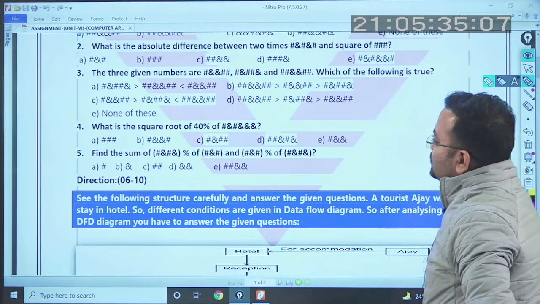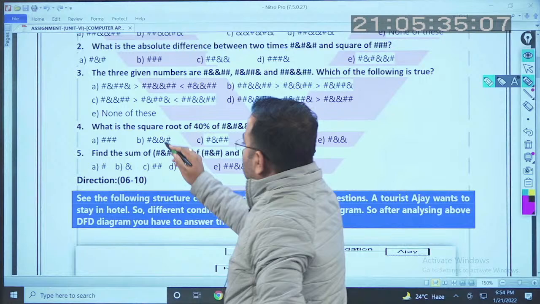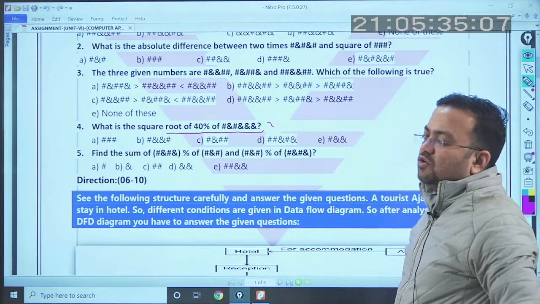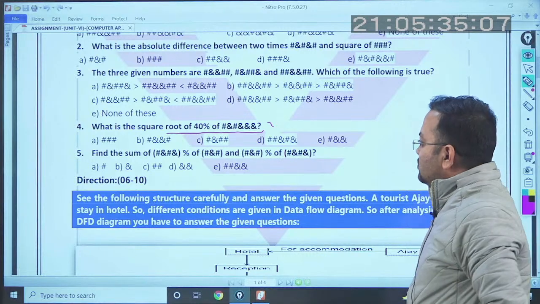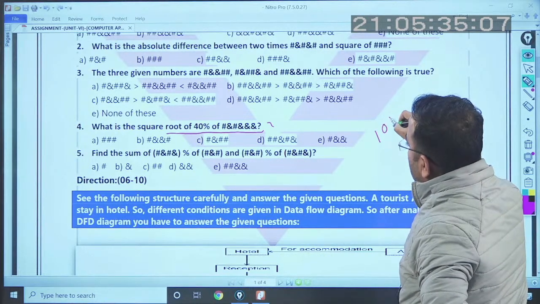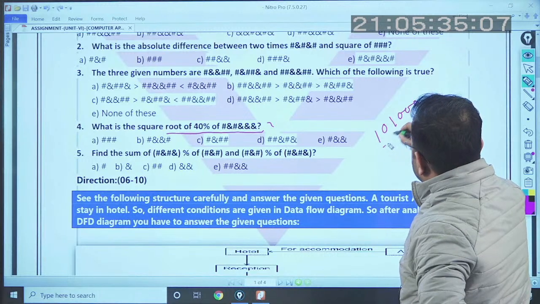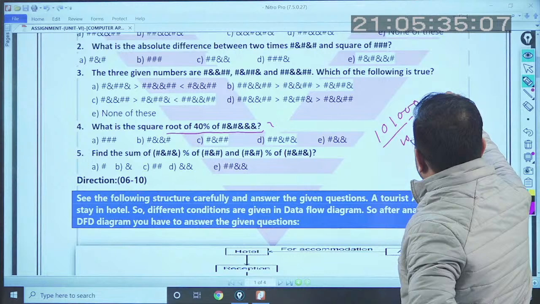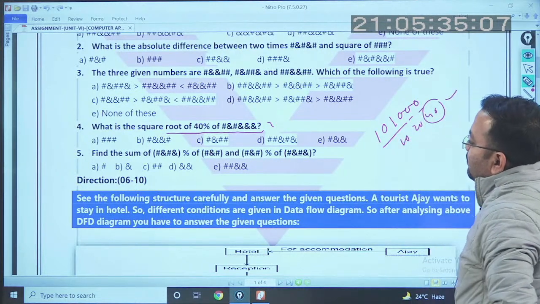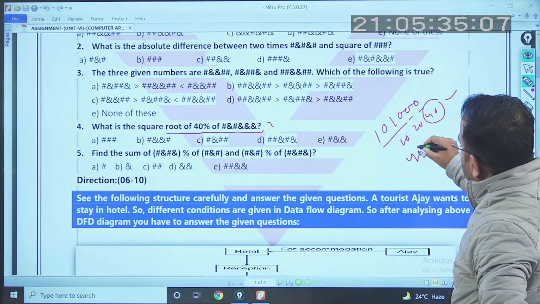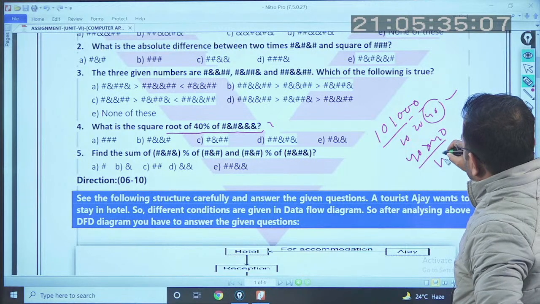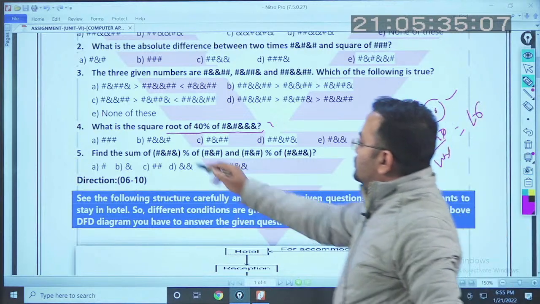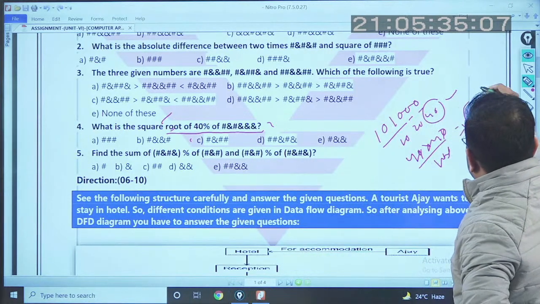So students, see here, question number 4 is a very interesting question. The square root of 40% of this, what will the answer be? So first we should decode this symbol into numeric form. So what is the symbol? 1 0 1 0 0 0. So 1 0 1 0, this is 10, then it is 20 and this is 40. So the question is 40. Then 40% of 40 means 40 into 40 by 100. So here the answer is 16. Then it is asking square root. So square root of 16 is 4.